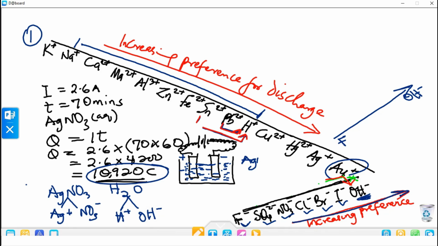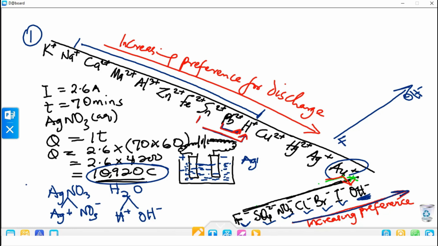So the question now is, what is the mass of silver that will be deposited? What is the mass of silver that will be deposited at the cathode? Because silver is a cation going to the cathode. So what will be the mass of silver that will be deposited on the cathode? That is what the question actually wants us to calculate.